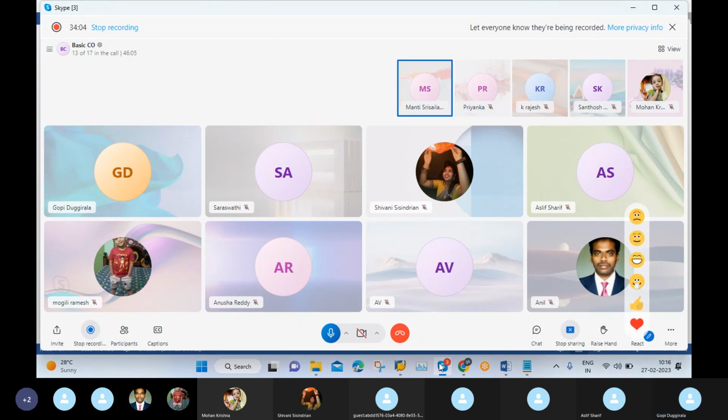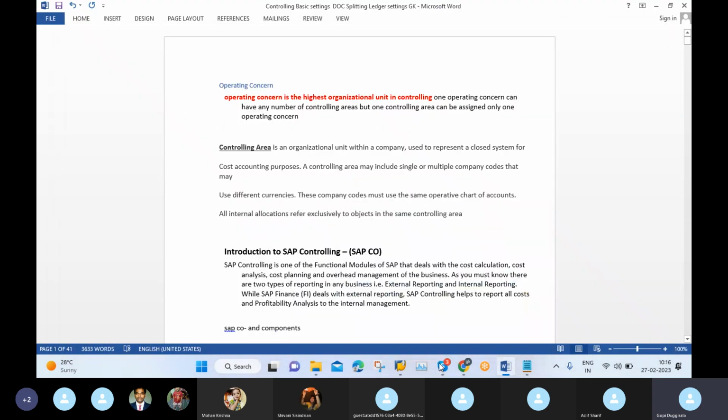Operating concern or client? Operating concern over client. Okay. In finance, I am asking about in finance. This is like controlling. If you go with the FI and CO combination, FICO, then the answer will be operating concern over client. But when it comes to finance, the highest organizational unit is company.